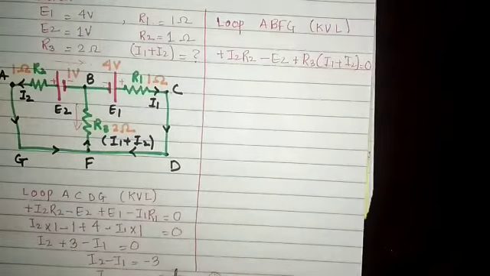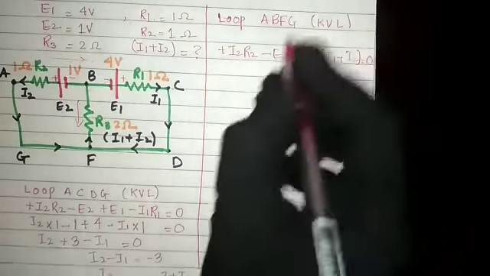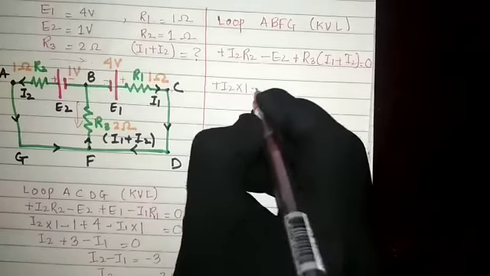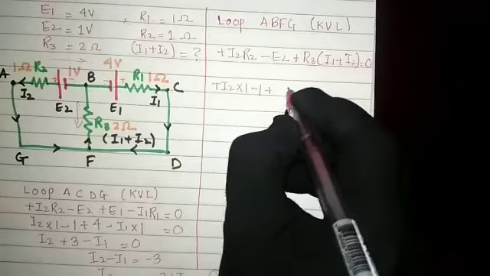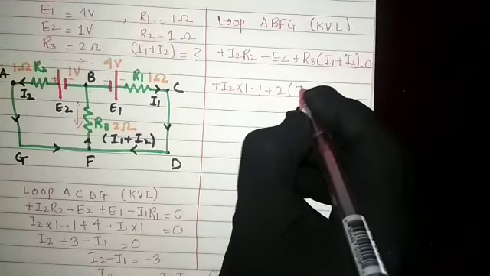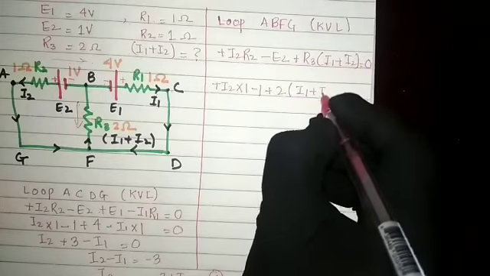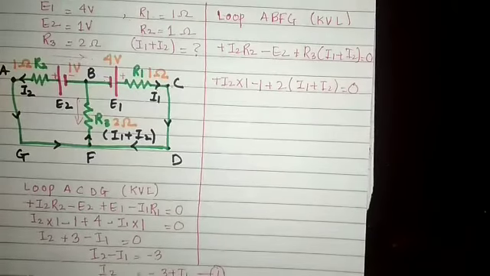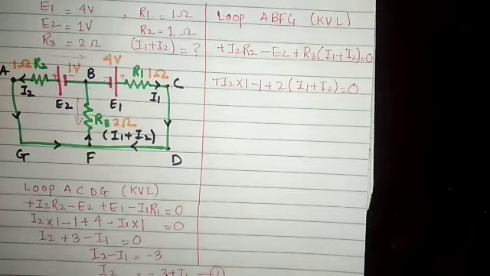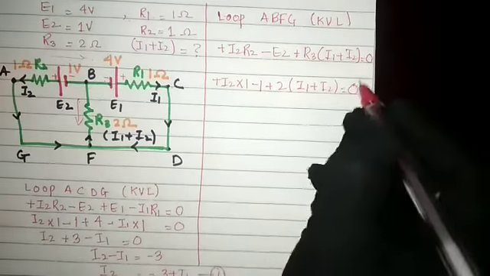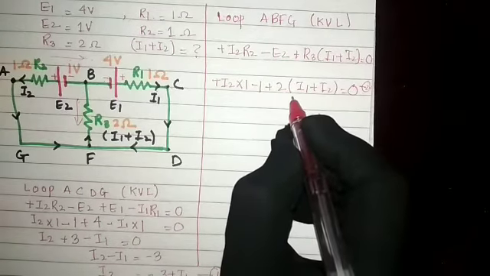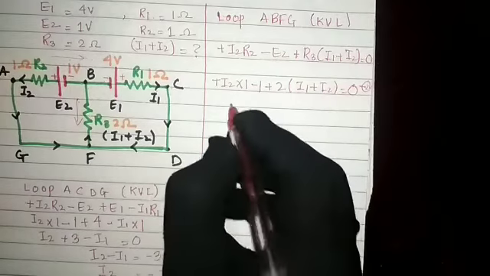Now we already know that equation, so first substitute the values. So plus I2 R2, R2 is 1 ohm, minus E2 is already 1, plus R3 is given as 2 ohm, into I1 plus I2 is equal to 0. Now remember equation number 1, that I2 is nothing but minus 3 plus I1. You can substitute the value of I2 in this equation. So consider this as equation number 2. Now substitute the value of I2 from equation number 1 in equation number 2.